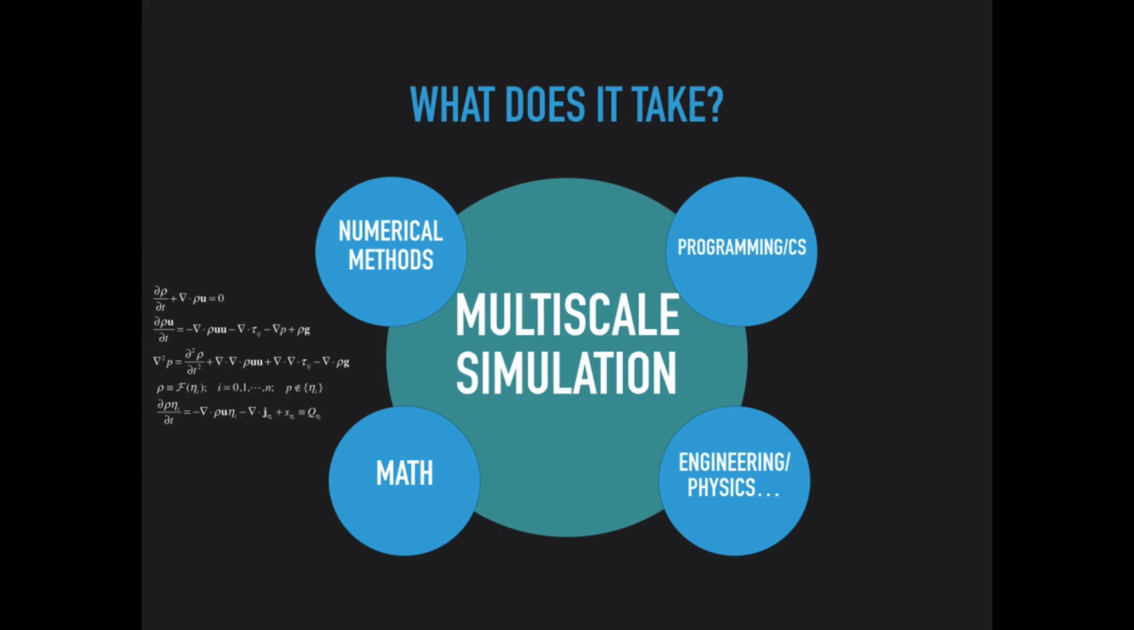Okay, so what does it take to be a simulation person, to be a numerical methods person? You have to be a jack of all trades, literally. You have to understand numerical methods, you have to understand programming, coding, some computer science, you have to understand engineering and physics, and you have to understand math. Okay? Now that's hard, but that also makes you a very unique individual.